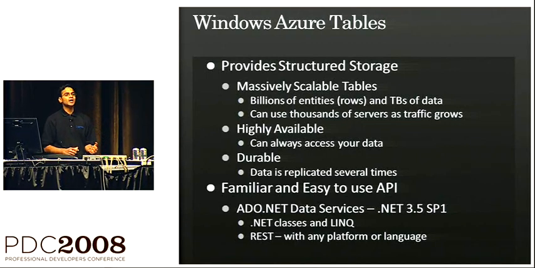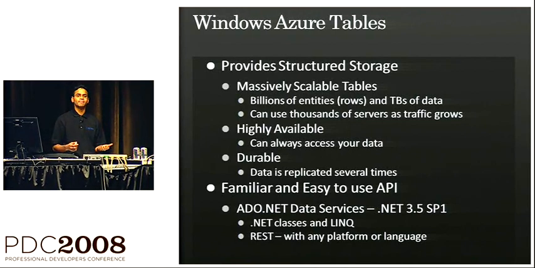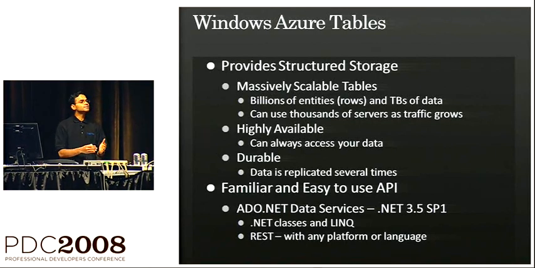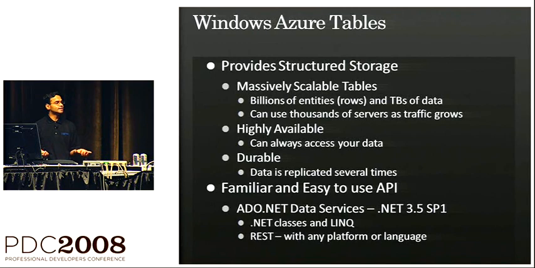Now, one of the main problems you have when you have a very successful website is that you get lots of data very quickly. And then you end up with the same problems that you have to solve over and over again. How do I spread my data across multiple servers? How do I make sure that if any server goes down, my service is still available? How do I make sure that if a single disk crashes, I haven't lost the only copy of that data? Windows Azure Tables solves all of these problems.